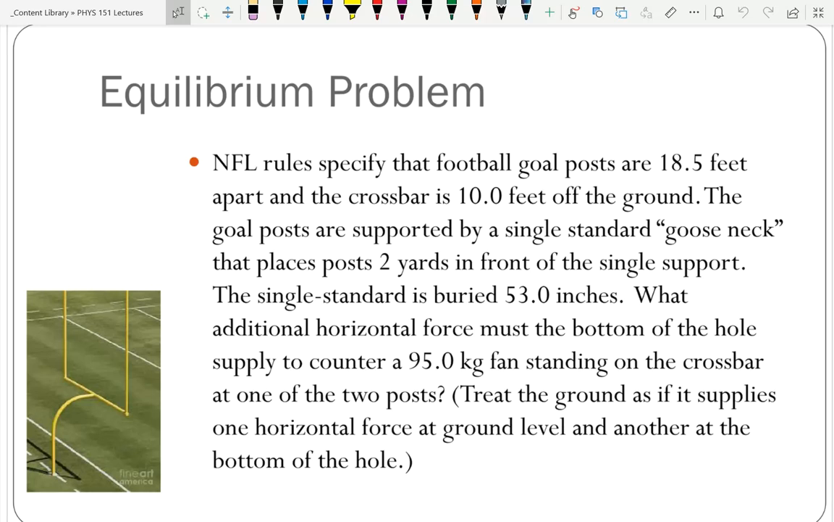Well, the NFL, they play football. They specify that a goalpost has to have 2 posts that are 18.5 feet apart and a crossbar that's 10 feet off the ground. The goalposts are supported by a single standard gooseneck. That's this thing right here. That places the post 2 yards in front of the single support. The single standard is buried 53 inches. These are all NFL specifications. What additional horizontal force must the bottom of the hole supply to counter a 95 kilogram fan standing on the crossbar at one of the posts? So I have a fan standing right here.